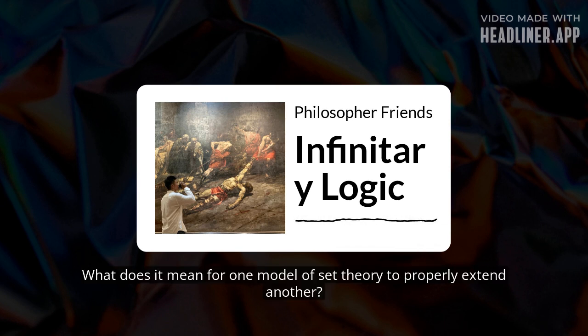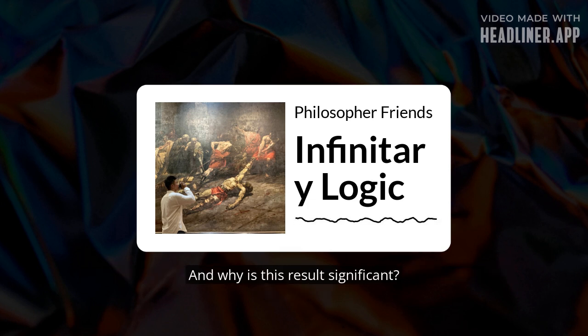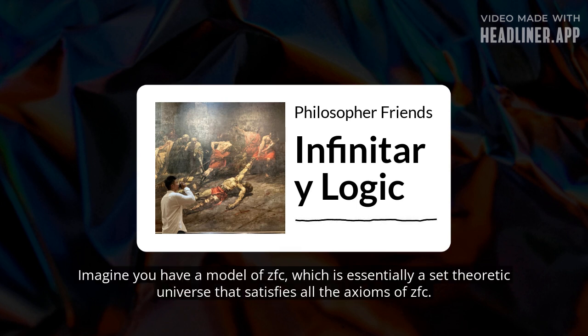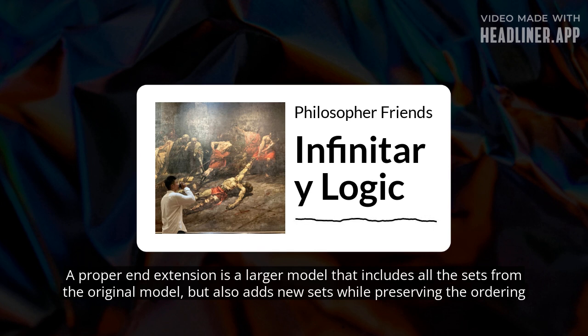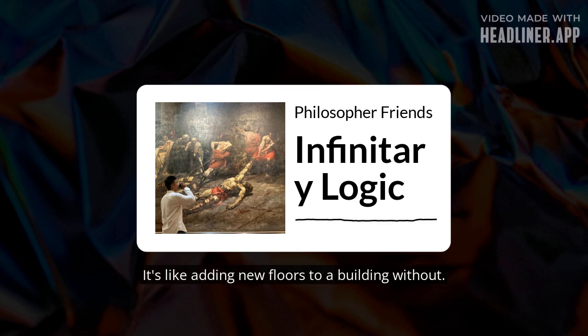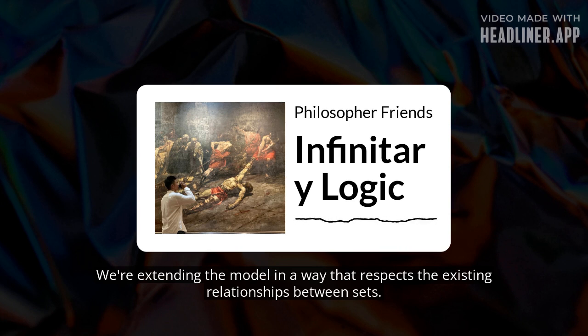What does it mean for one model of set theory to properly extend another, and why is this result significant? Imagine you have a model of ZFC, which is essentially a set theoretic universe that satisfies all the axioms of ZFC. A proper end extension is a larger model that includes all the sets from the original model, but also adds new sets while preserving the ordering of the sets. It's like adding new floors to a building without messing up the existing structure. So we're not just randomly adding new sets, right? We're extending the model in a way that respects the existing relationships between sets.